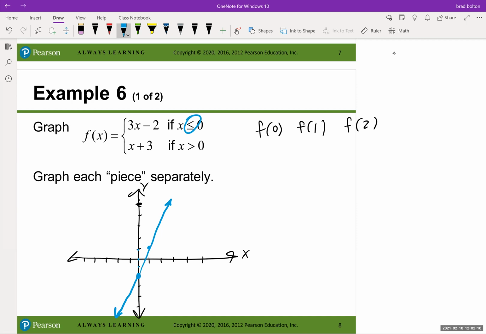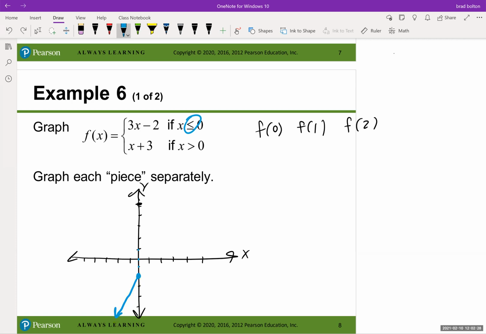Okay. Now they said this line only exists because of the domain restriction when x is less than or equal to 0. So I don't need this part. That part is gone. So this is the only part that I care about for this particular problem. Okay. Now let's draw the other one.